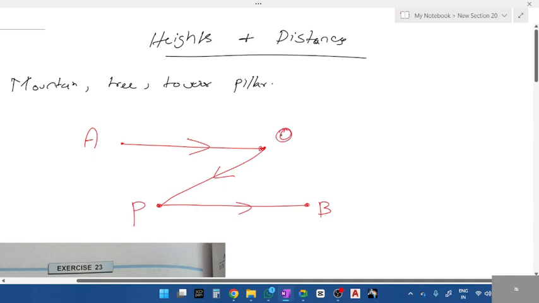You're at point O, students. From point O, you'll have to look at point P. From O to P, what do you call that? Angle of elevation or depression? Angle of depression.